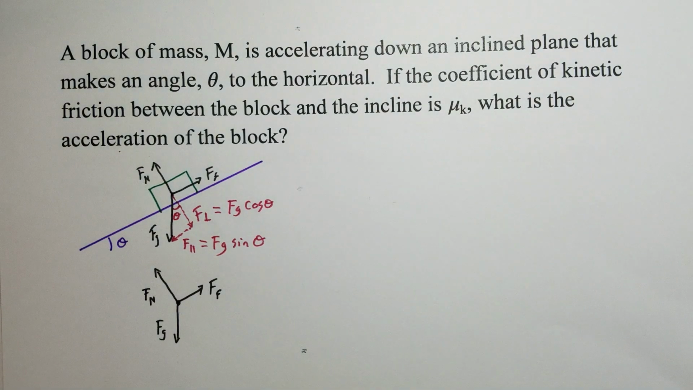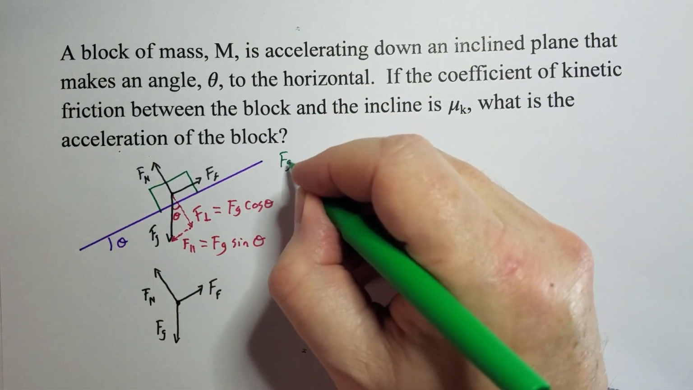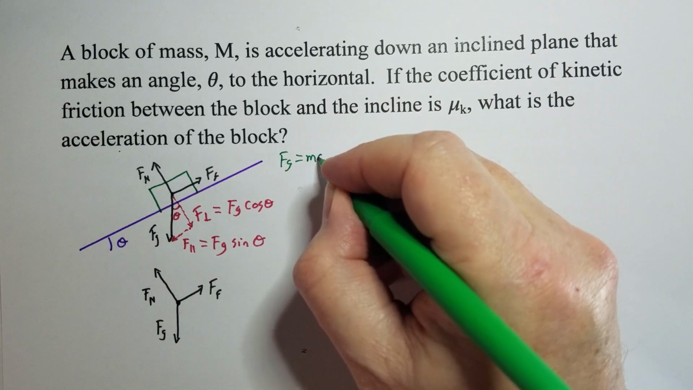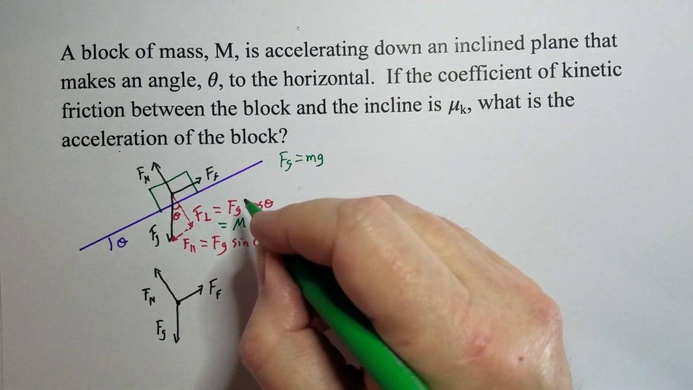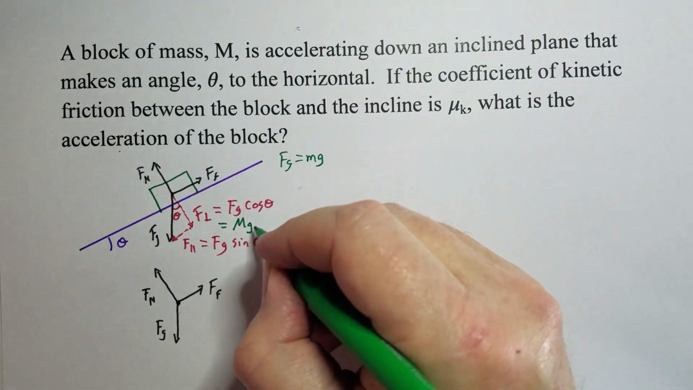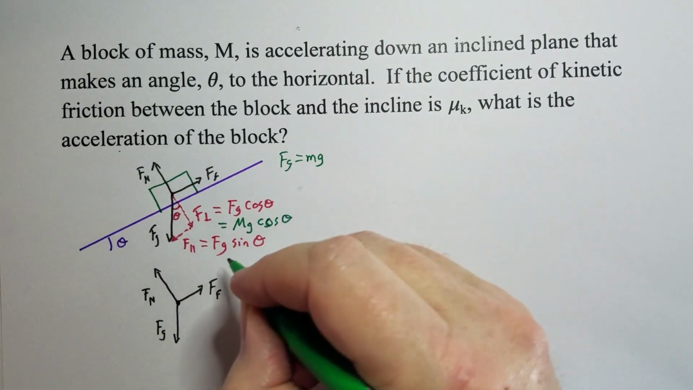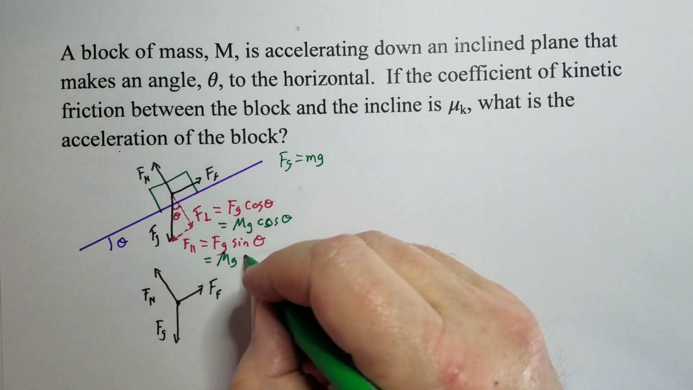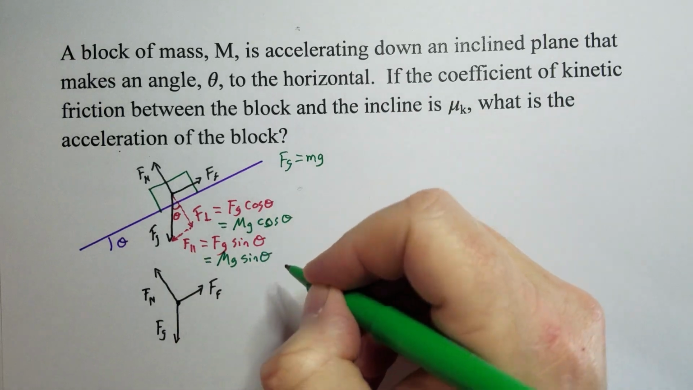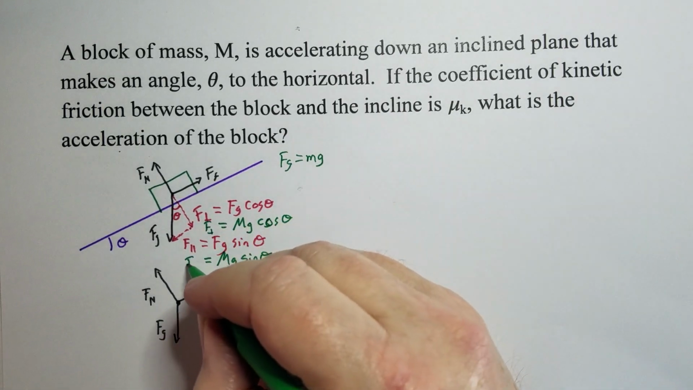And if we go ahead and substitute in our letters, because FG is equal to mg, we get mass of the object, or in this case the block, times gravity, times the cosine of theta. Parallel is mg sine theta. So again, I want to keep those because I'm going to use them later.